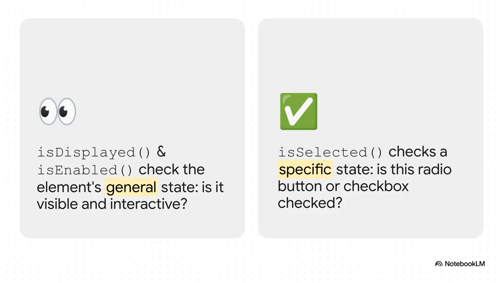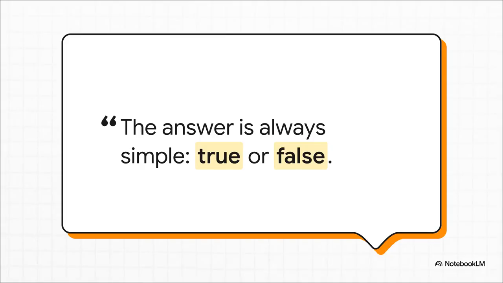You have your general state checks, like isDisplayed, which is basically your script asking, hey, is this element even visible to a user right now? Or isEnabled, which asks, can a user actually interact with this thing? Then you have more specific tools, like isSelected, which is perfect for asking, is this checkbox ticked or not? And you know the beautiful thing about this entire toolkit? The answer you get back is always, always simple, true or false. That's it. And that simplicity is what makes these methods absolutely perfect for your test assertions, the very things that decide if your test passes or fails.